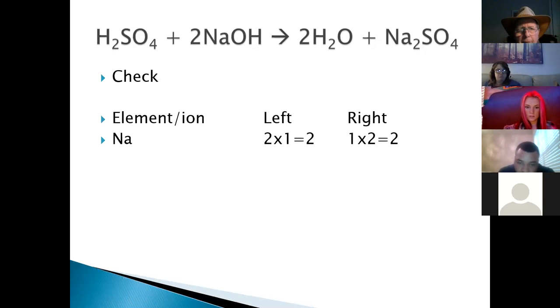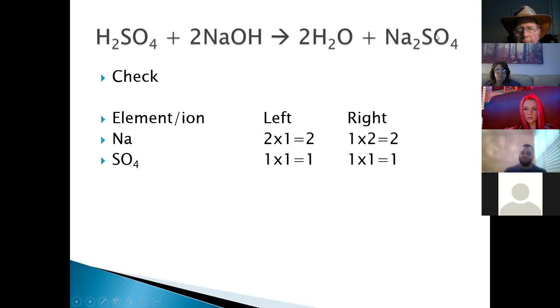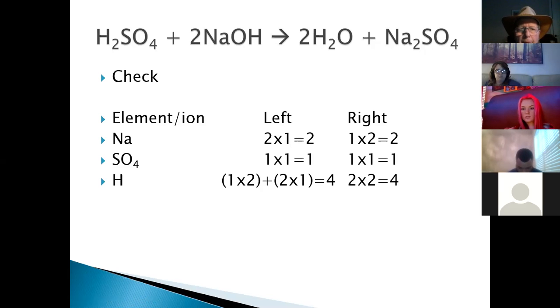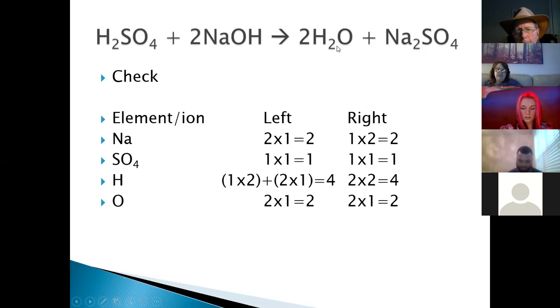If I go and check them, 2 times 1 sodiums on the left, 1 times 2 sodiums on the right, 2 and 2, we're good. SO4s, 1 times 1, 1 times 1. I have 1 sulfate both sides, we're good. For my sulfuric acid, I have 1 coefficient times 2 subscript, 2 hydrogens coming there. For my sodium hydroxide, 2 coefficient times 1 subscript. So I have 2 plus 2, I have 4 hydrogens on my left. On my right, I have a 2 coefficient times a 2 subscript. I have 4 on the right. My oxygens, 2 coefficient times 1 subscript for my sodium hydroxide, 2 oxygens on the left, 2 coefficient times 1 subscript from water, 2 on the right. I am balanced.